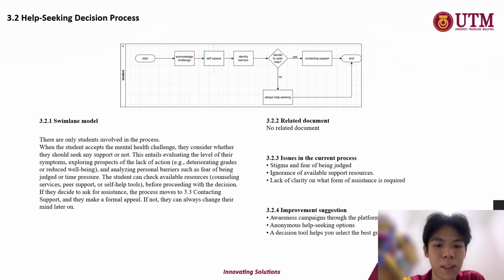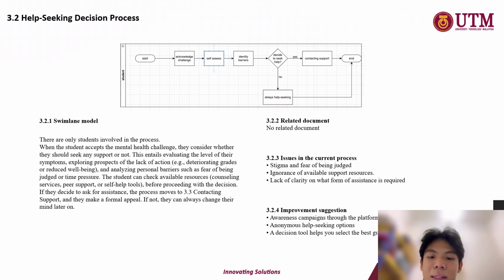When the student accepts the mental health challenge, they consider whether they should seek any support or not. This entails evaluating the level of their symptoms, exploring the prospect of the lack of action, and analyzing personal barriers such as fear of being judged or time pressure. The student checks available resources before proceeding with the decision. If they decide to ask for assistance, the process will move to 3.3, which we will talk about later.